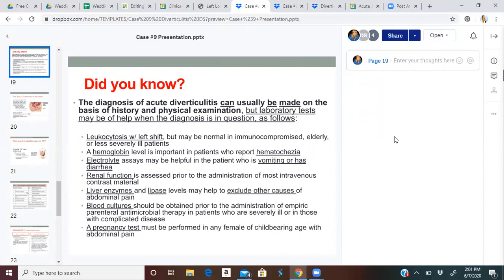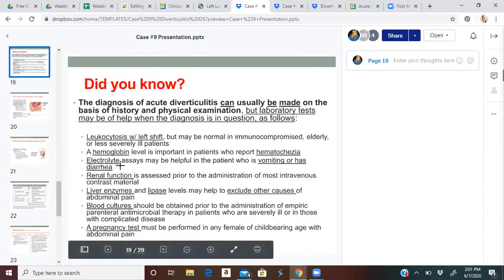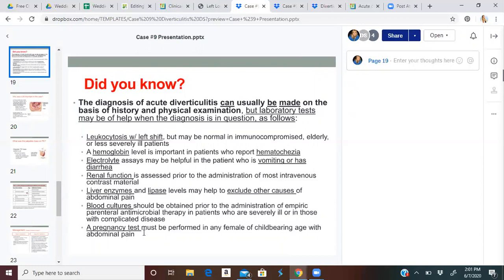It's also important if you had a patient like ours who's complaining of some bloody stool, hematochezia, to get a hemoglobin level to make sure that they're not anemic and don't need any blood products or that there are no concerns for an acute GI bleed. A CMP, comprehensive metabolic panel, can be helpful when looking at things like electrolyte function and renal function and liver enzymes, especially when you're unsure of the cause or the etiology of your acute abdominal pain.